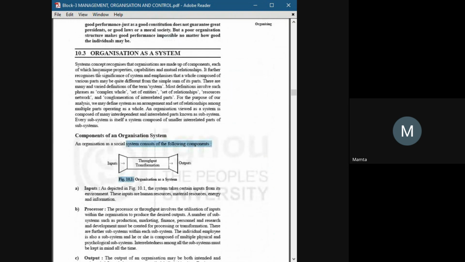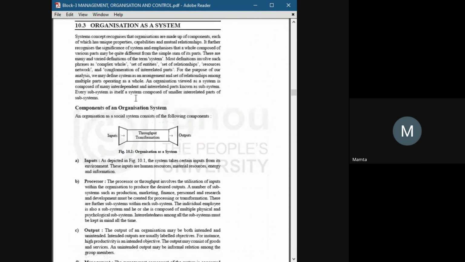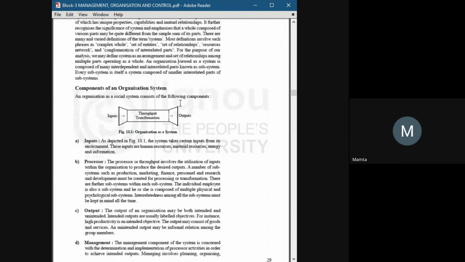Organization as a system. We put some efforts in as inputs, then they go through some transformation, which is the processor, and we get something in the form of outputs. So there are some components of the organization system.